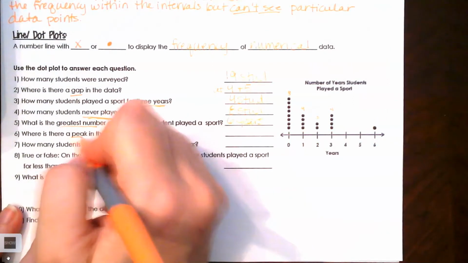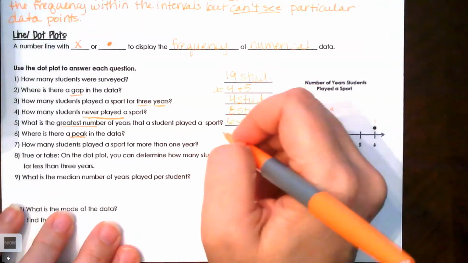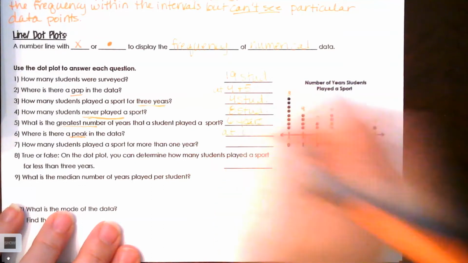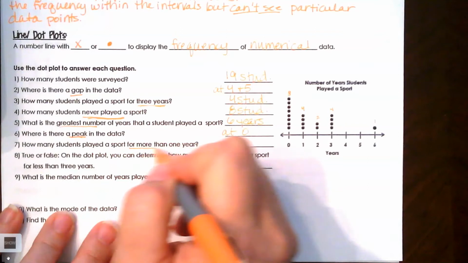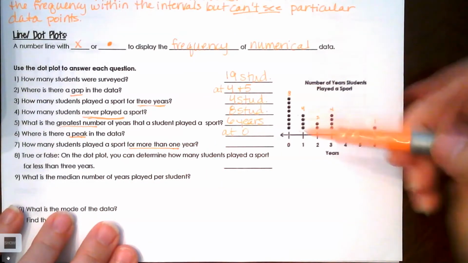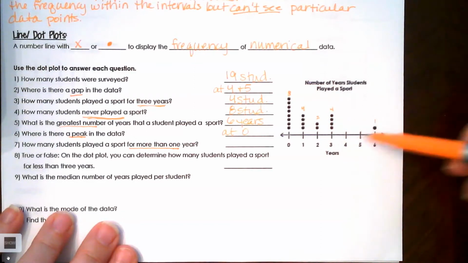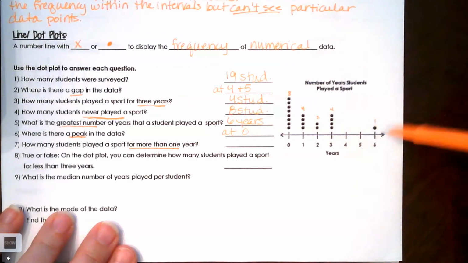Is there a peak? Think of a mountain peak. What's the highest point? Yes, the peak is at 0. That's the highest one. How many students played a sport for more than 1 year? More than 1 year would include 2, 3, nothing here, and 6. So 2 plus 4 is 6, and 1 makes 7. Do we agree on that? I don't know.